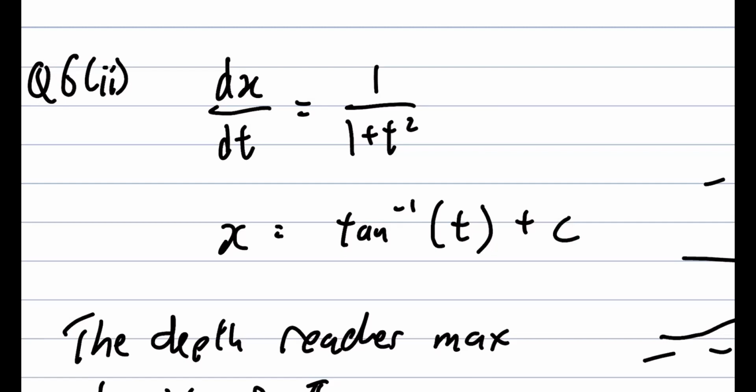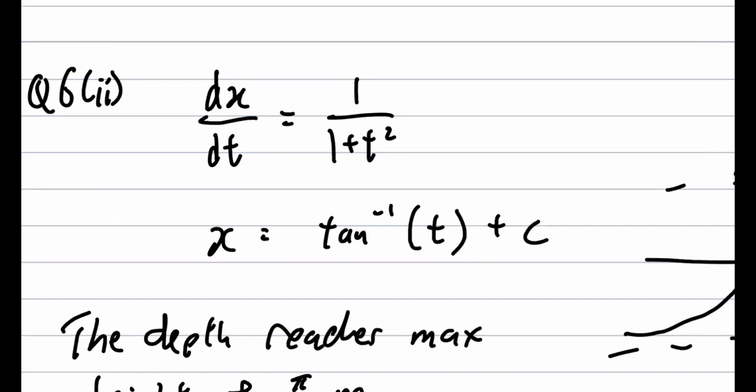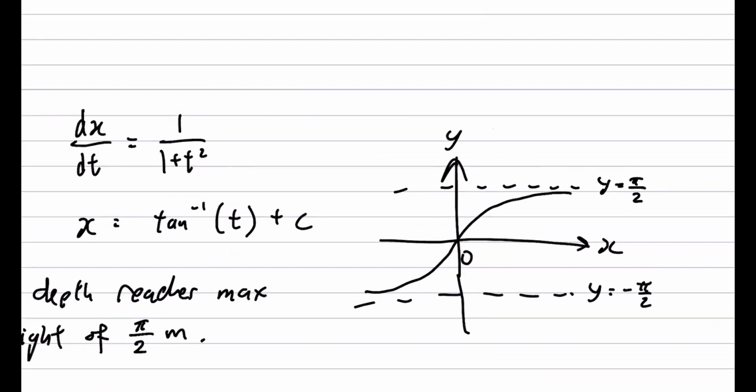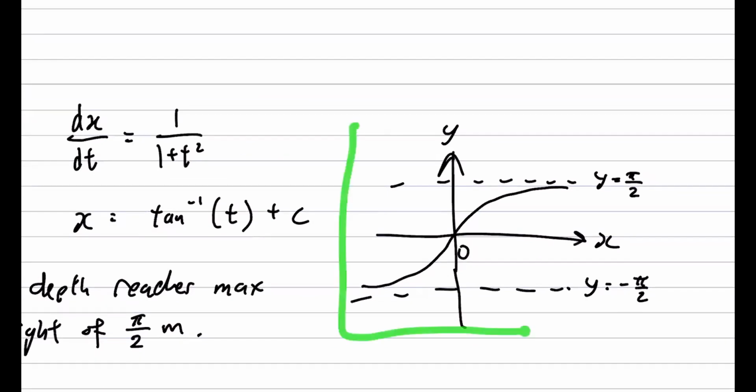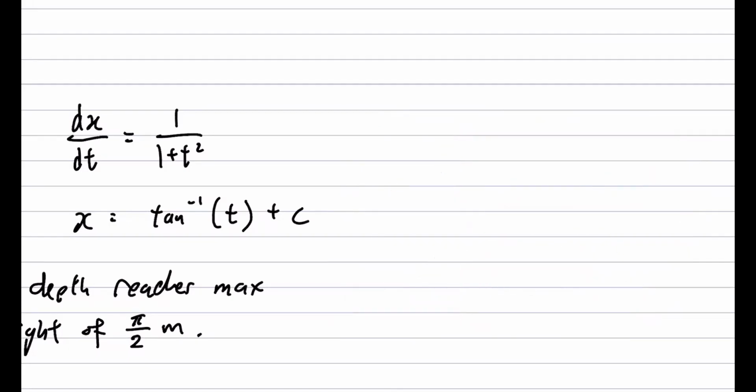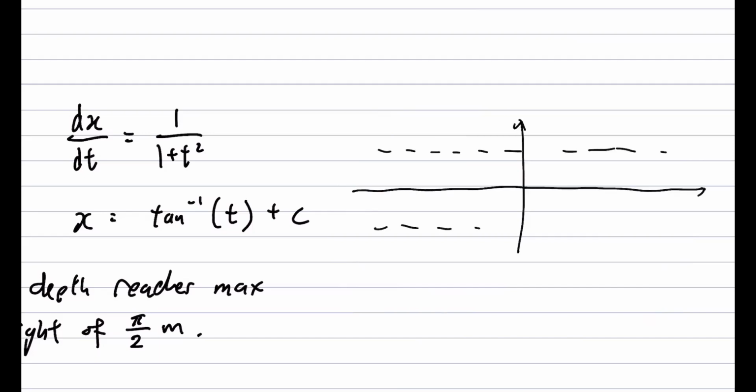You can use GC, but I'll save you some time. I drew it for you already. It looks like this. Wow, it looks very ugly. Let me try again. I need more horizontal space. Here is y equals positive pi by 2. Here is y equals negative pi by 2.